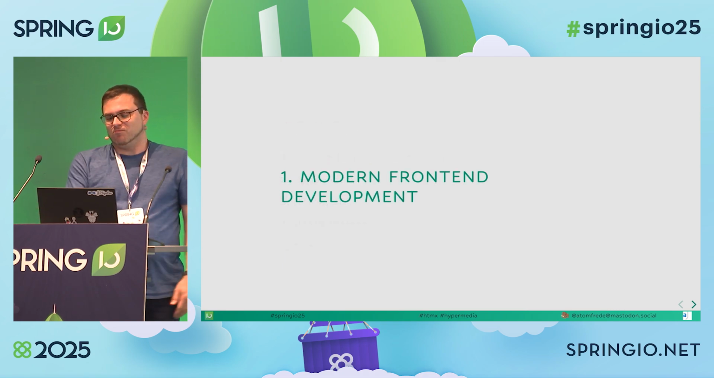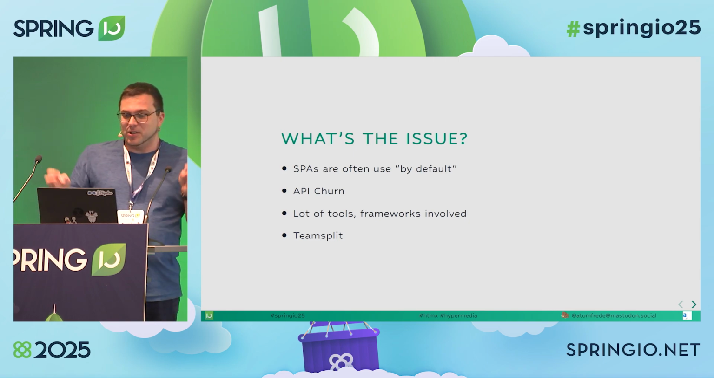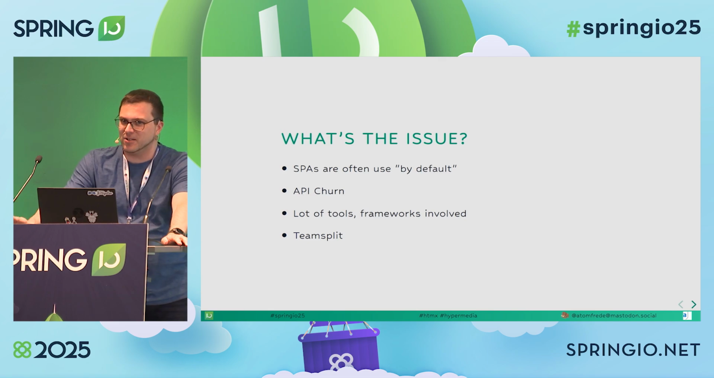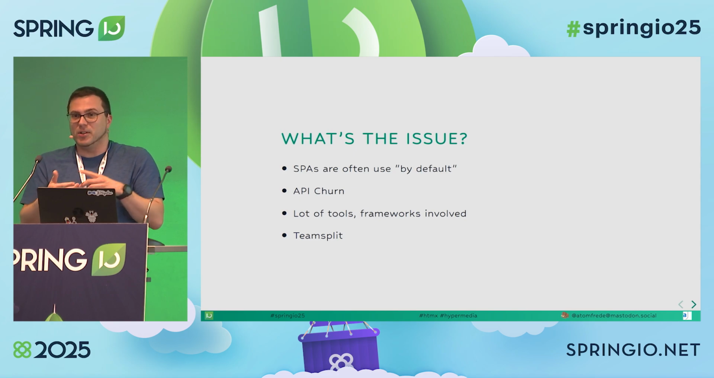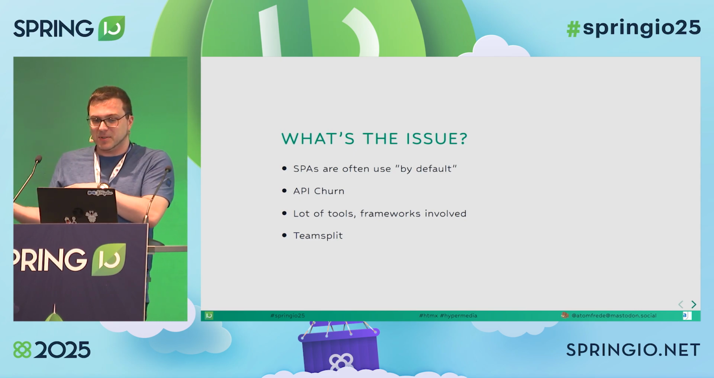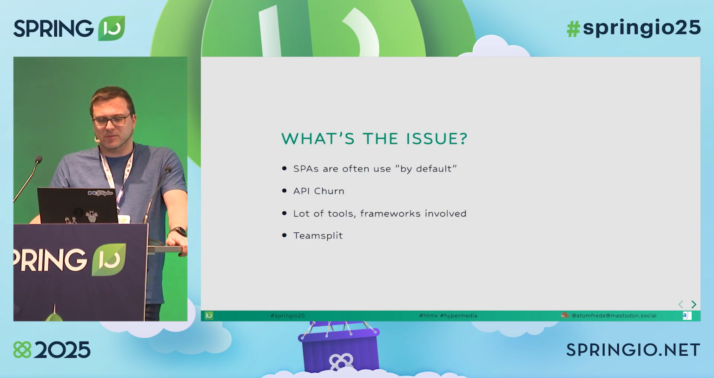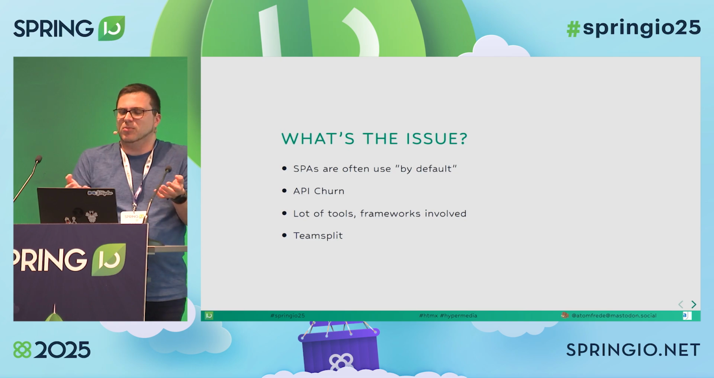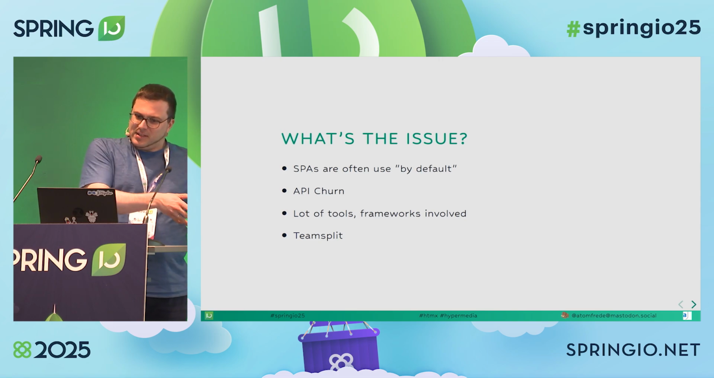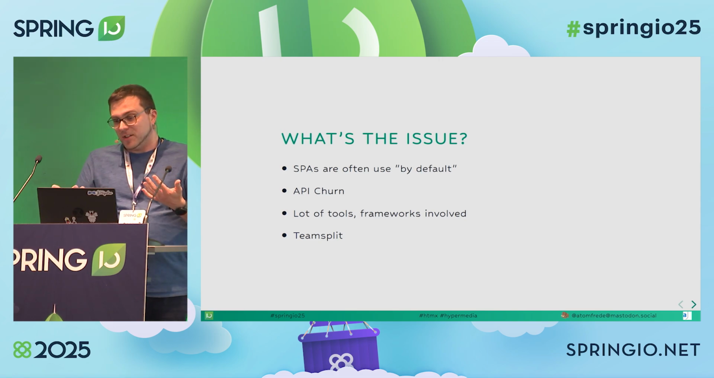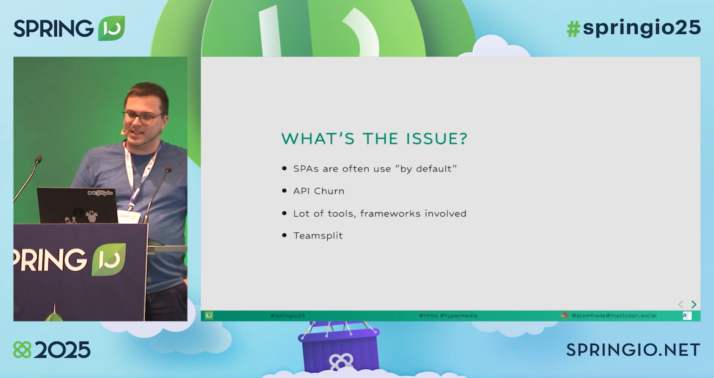So, modern web development. What's the issue? Well, from my point of view, single-page applications are often used by default. Management says, hey, we need to use Angular. With that, we have API churn. We need to update the APIs for small new features in the UI because the management or the users want to have them. There are a lot of different tools and frameworks involved. And you have a more or less natural team split, right? There is the backend team developing an API, the front-end team developing the front-end, and they have to talk to each other, and you always know communication is hard, so that's not easy.